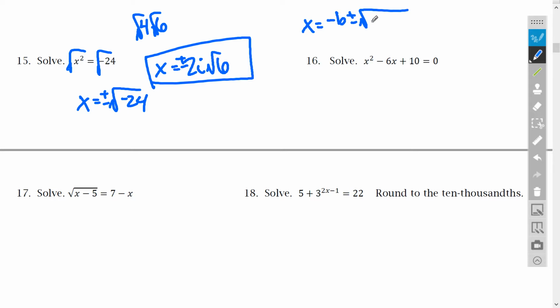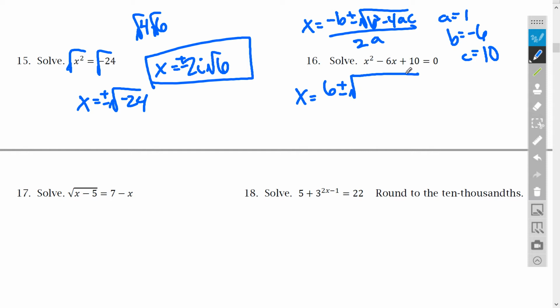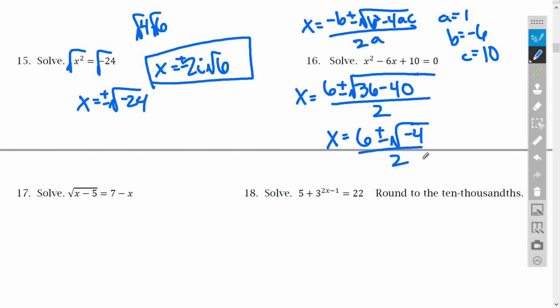x equals negative b plus or minus the square root of b squared minus 4ac all over 2a. Okay, so a is 1, b is negative 6, c is 10. So x equals negative b, b is negative 6, so negative b would be positive 6, plus or minus the square root of b squared, so that's 36, minus 4 times 1 times 10, so minus 40, because 4 times 1 times 10 is 40, and then all over 2. Okay, so I'm going to do a little bit of simplifying here. So this is 6 plus or minus the square root of negative 4 over 2.